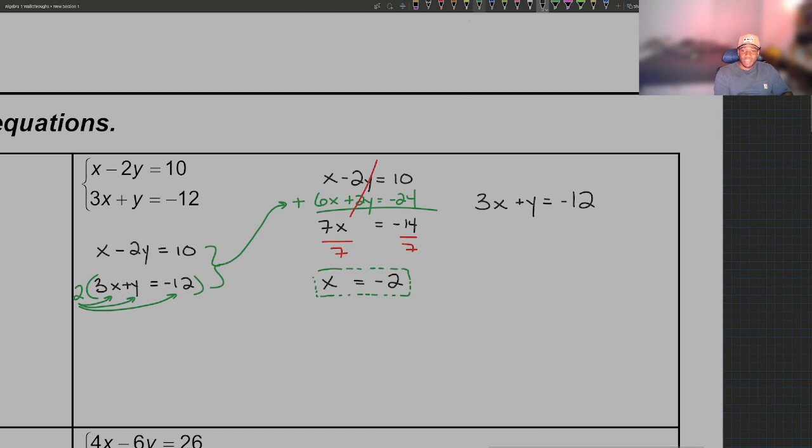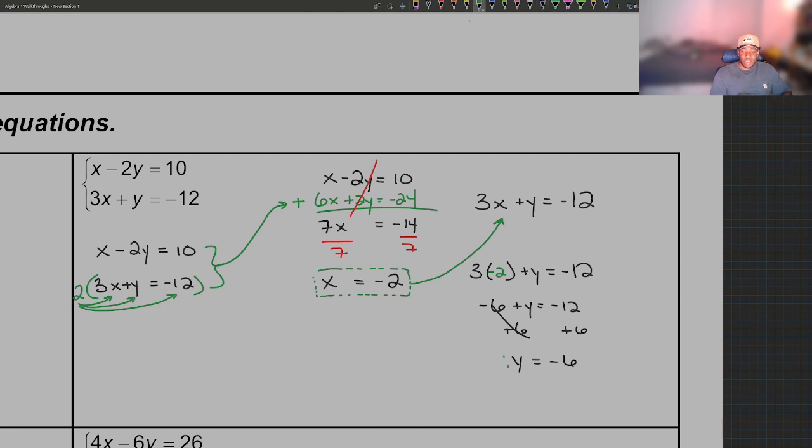But we're going to plug in that value for x we found, which we know is negative 2. So the equation is now going to read 3 times negative 2 plus y equals negative 12. And I would just finish off by solving for y. We know 3 times negative 2 is negative 6, plus y equals negative 12. And we're just going to add 6 to both sides to get us y equals negative 6.